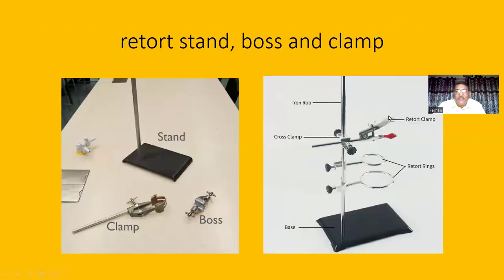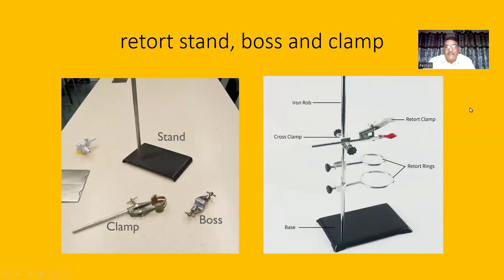Then we have some very important words, so please check them. This is called a retort stand. This is the base of the retort stand. This is called a clamp, and this, which holds the clamps to the iron rod, is called a boss. Clamp, boss, stand, iron rod. This is the iron rod. This is the cross clamp. This is the retort clamp to hold things in it.